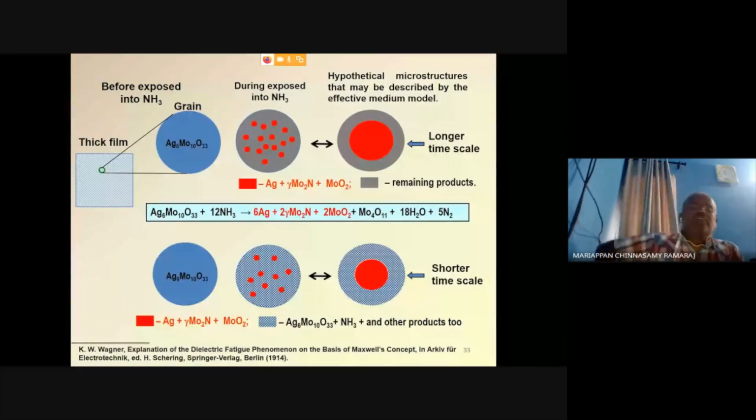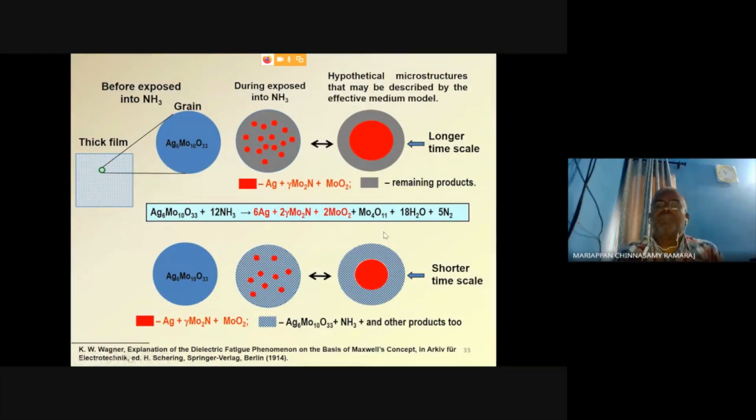Here is a little more detail about the mechanism. Usually I make this kind of illustration. Here you have this material, silver molybdate, that is ground. Once we expose it to ammonia, we get this kind of conducting layer. This is silver, and these are highly conducting nanoparticles, and the remaining is unreacted. This is on the long time scale. If short time scale, we will have it like this.